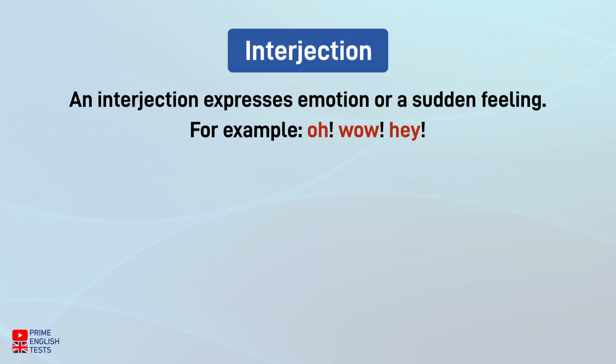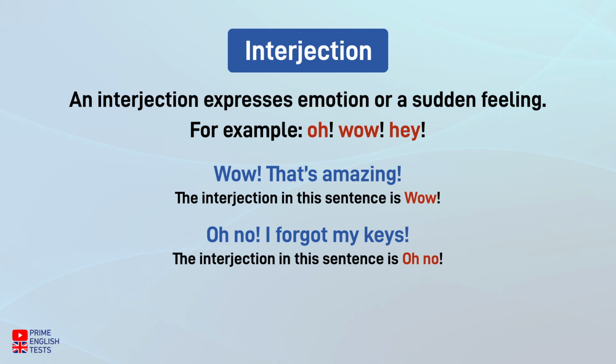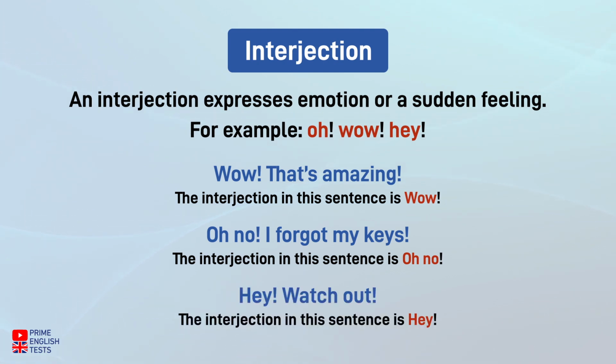An interjection expresses emotion or a sudden feeling. For example, oh, wow, hey. Wow, that's amazing. The interjection in this sentence is wow. Oh no, I forgot my keys. The interjection in this sentence is oh no. Hey, watch out. The interjection in this sentence is hey.